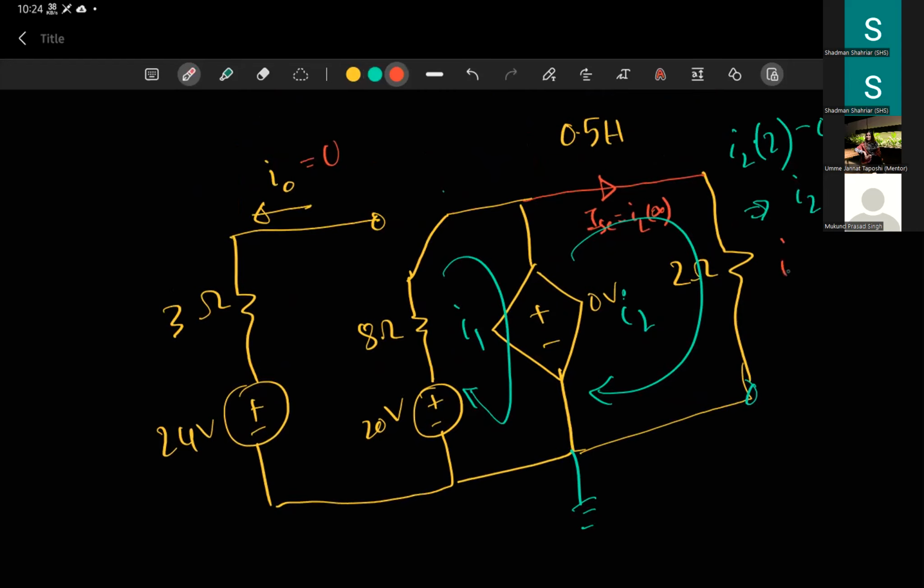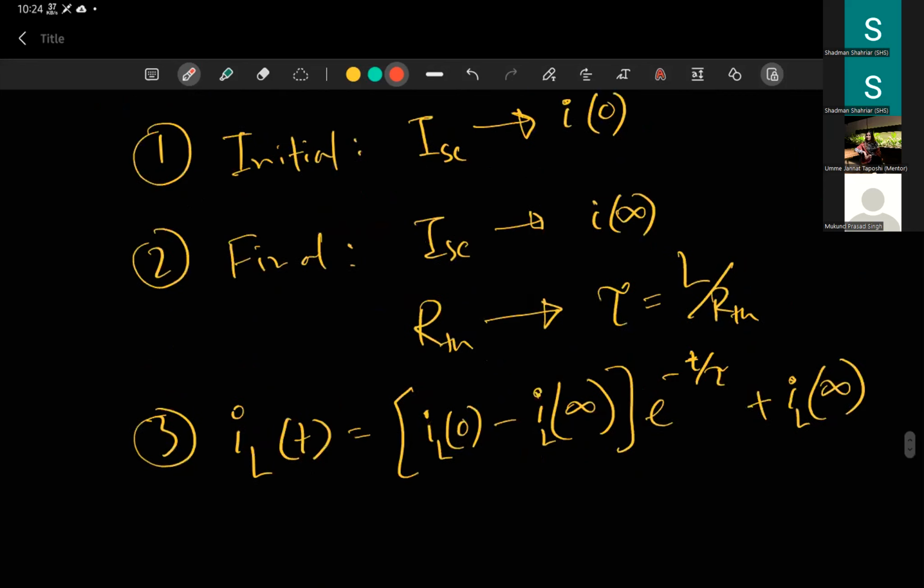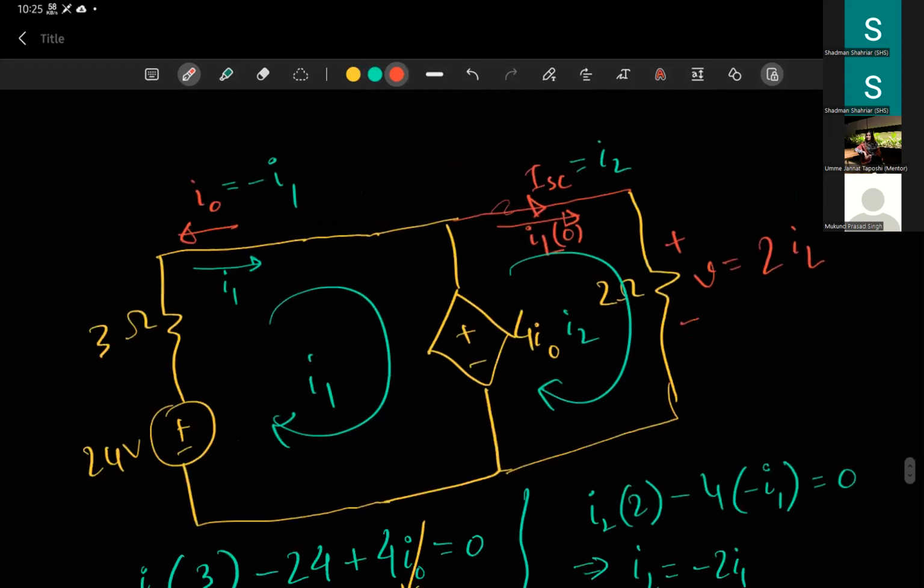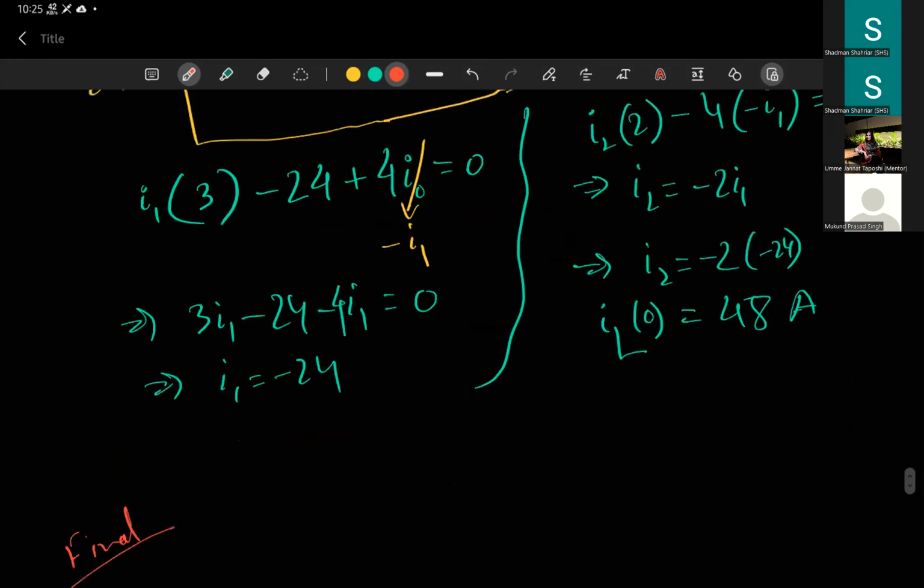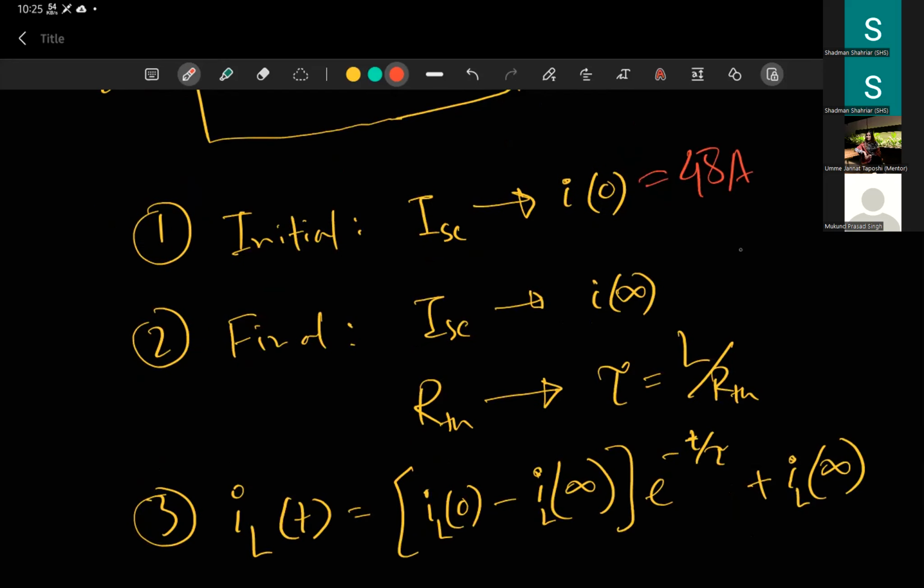I hope that's understandable. So let's recap. We did the initial short circuit current. We wrote the circuit and found out the short circuit current. This is the initial circuit. That is why this is I0. And what was the value? 48 amperes. Next, we had to find I infinity, which we got to be 0 amperes.